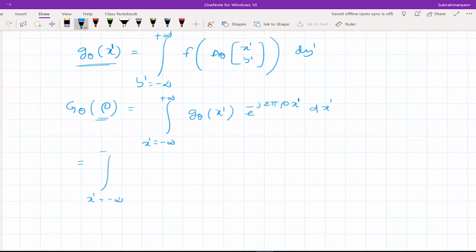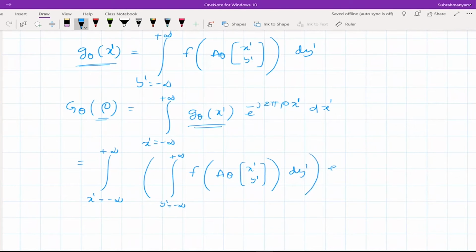Minus infinity to plus infinity, and then this is nothing but, again, g theta of x prime, which is y prime varying from minus infinity to plus infinity, f of a theta into x prime y prime, dy prime. I'm just simply substituting here. I'm going slowly, so I'm still keeping that also inside. e power minus j 2 pi rho x prime dx prime.